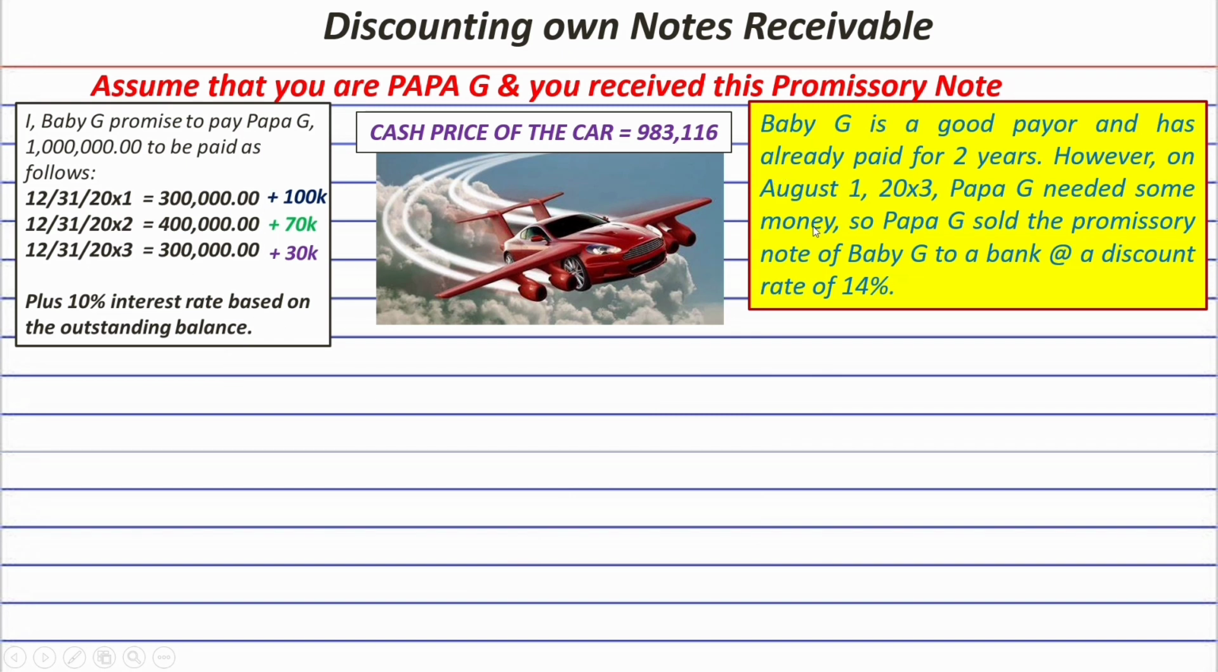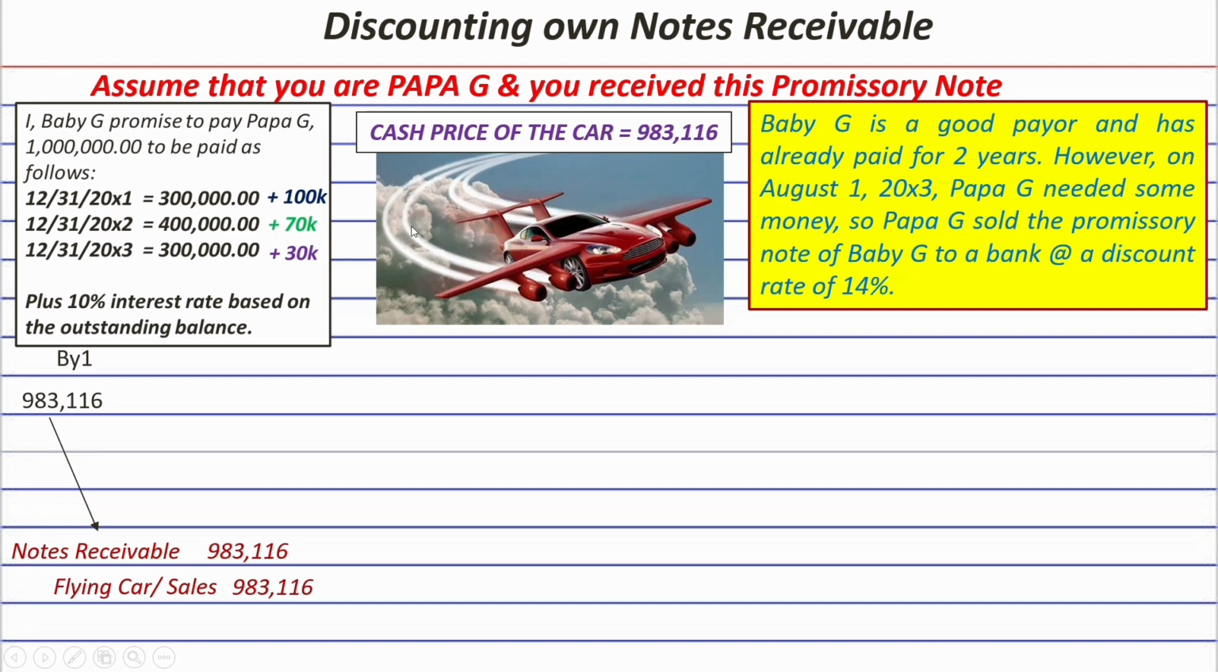Now, before we go to the discounting, we need to start at the very beginning of the year 20X1. So the entry is simply debit notes receivable, and credit flying car, or sales, if the normal course of your business as Papa G is selling this flying car. And that will be 983,116, which is again the cash price.